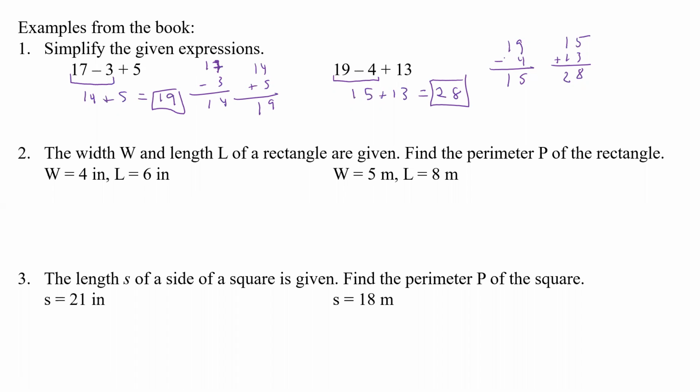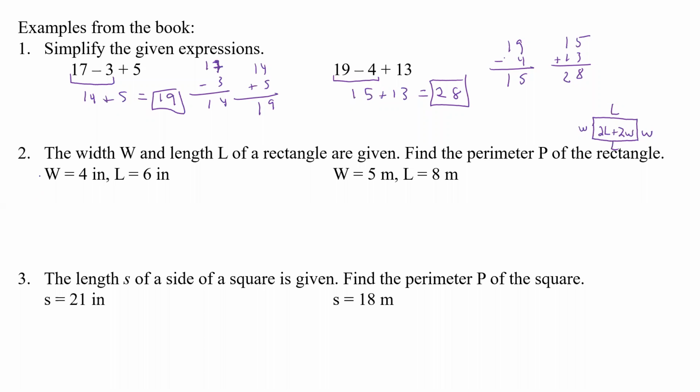And so that's how we got our two numbers of 19 and 28. Now this one says the width W and length L of a rectangle are given. Find the perimeter of the rectangle. So they give us the length and width, and we're supposed to find the perimeter. Now what do we remember about the perimeter of a rectangle? Well, if we had our rectangle, sometimes it's good to draw a picture. We have length and length and width and width, and so we're going to have to add them up along here. So if we took 2 times L plus 2 times W, that would give us the perimeter, or we could just take L plus W and double it as well.